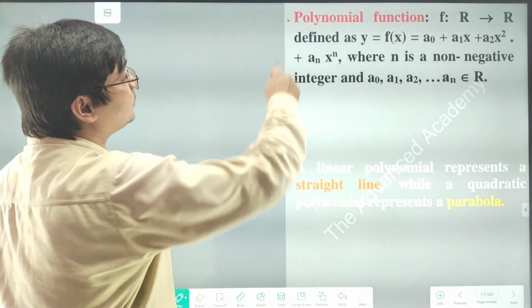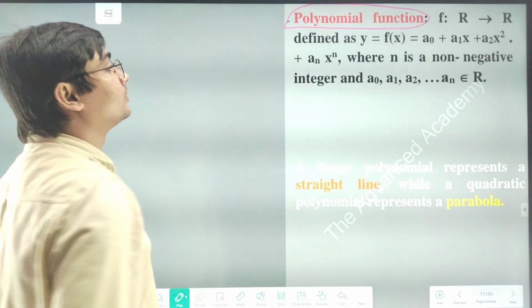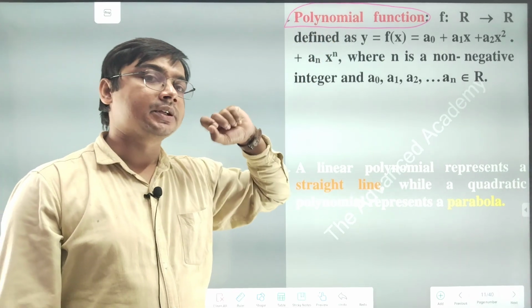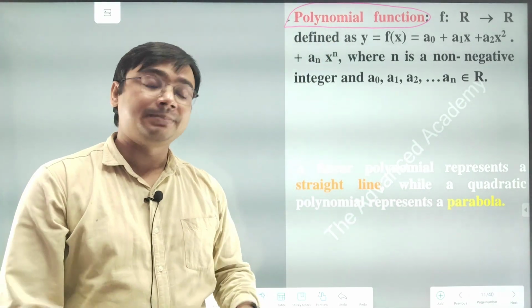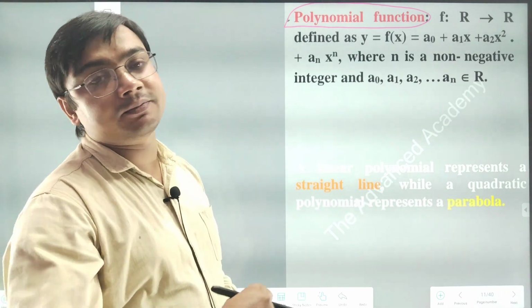So now you come to another type of function, which is called the polynomial function. Look, you can tell from the name itself, okay? Polynomial function, that means a function which will give a polynomial, which provides a polynomial.